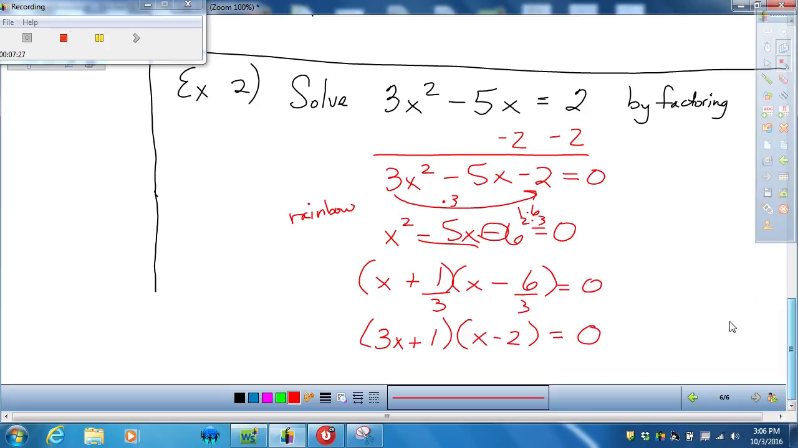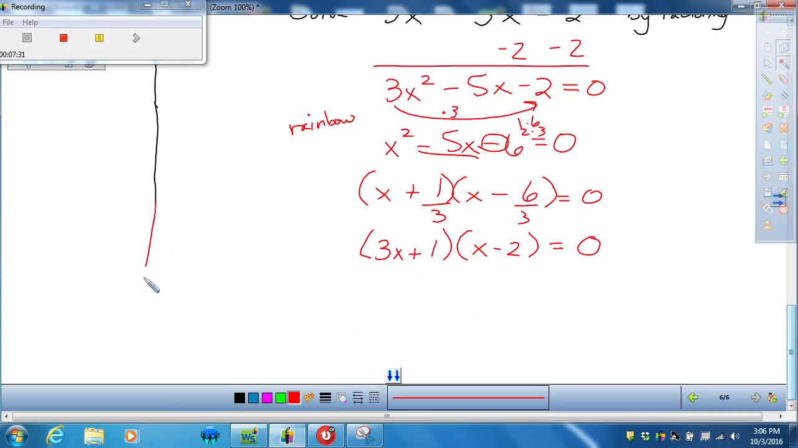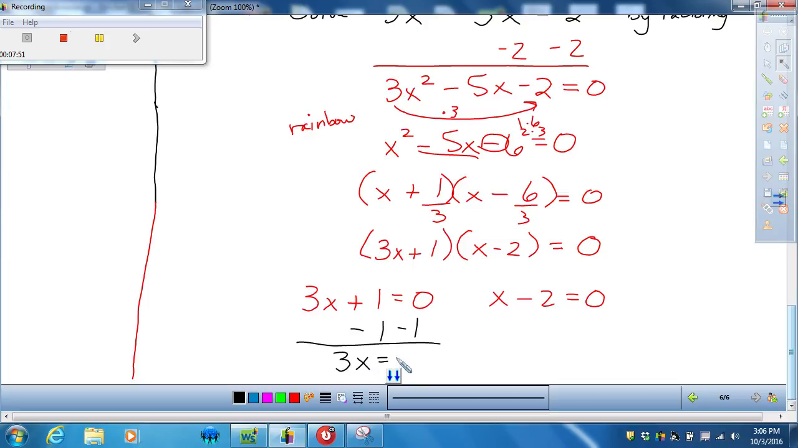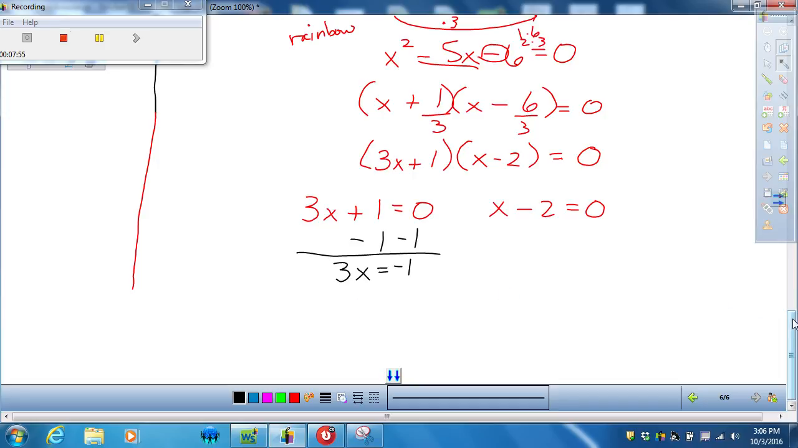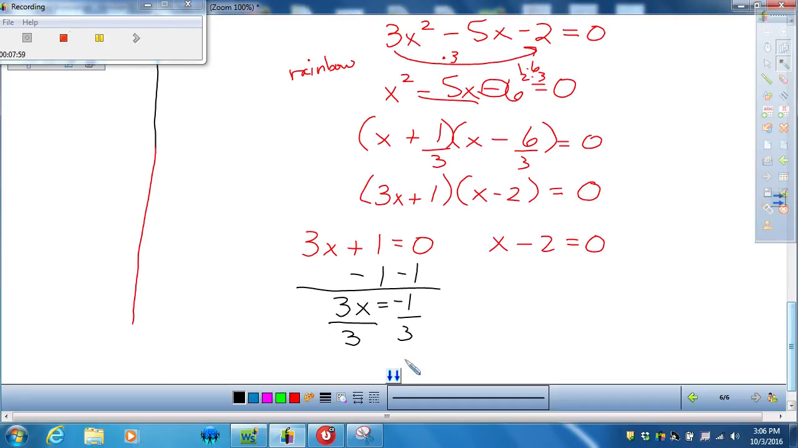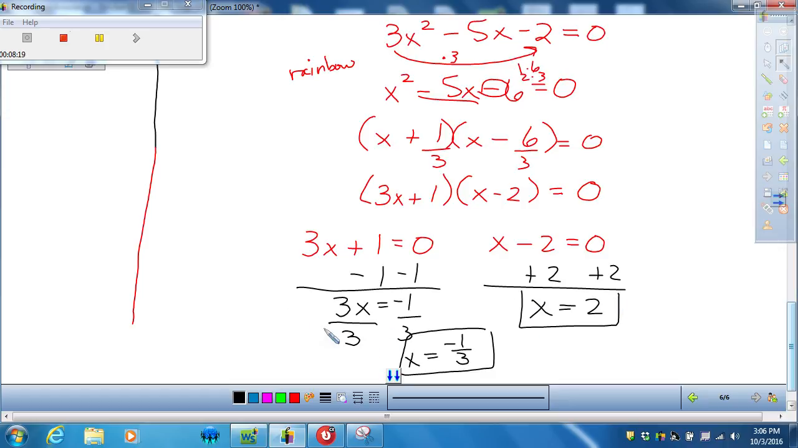Now that I have completely factored it, the last thing that I'm going to do is set each factor equal to 0 and solve it. So 3x plus 1 equals 0, x minus 2 equals 0, and now I'm going to finish solving it. To solve, subtract 1 from both sides. 3x is equal to negative 1. And then the last step, I'm going to divide by 3. So one of my solutions is x equals negative 1/3. For my second solution, add 2 to both sides. And then I'm going to be finished because 0 plus 2 is 2. I don't have anything to divide by, and so x is equal to 2. So we have found our two solutions to our original quadratic equation.